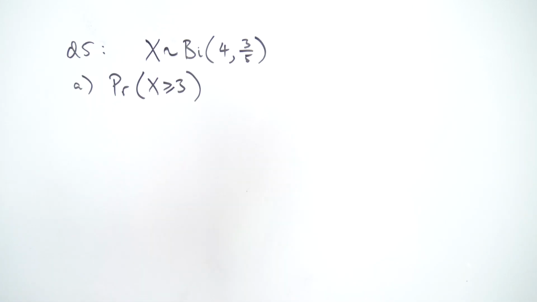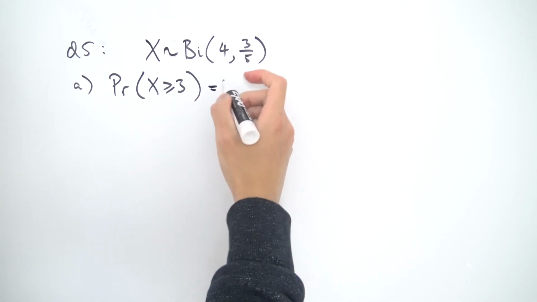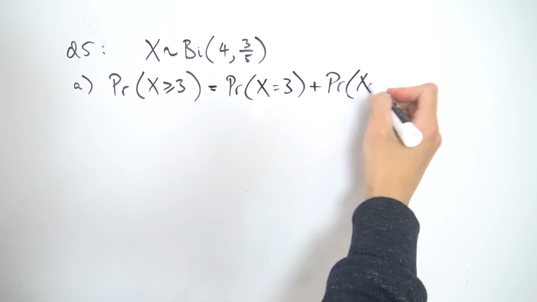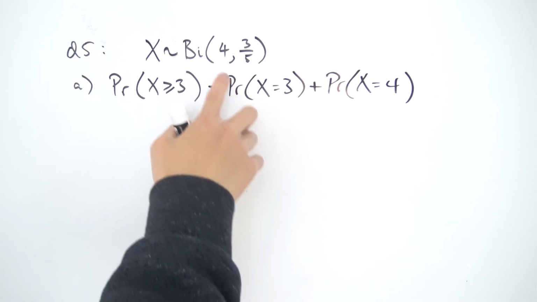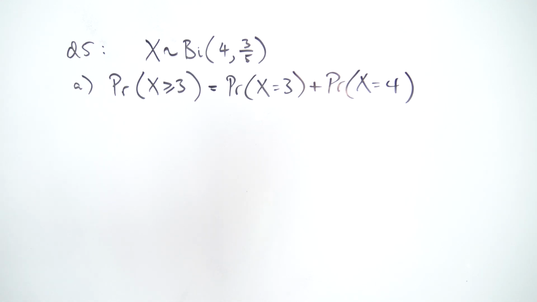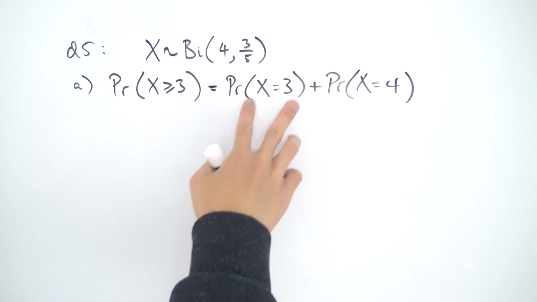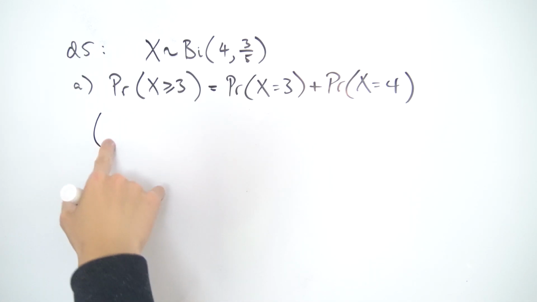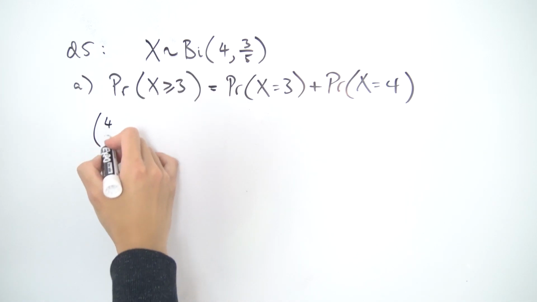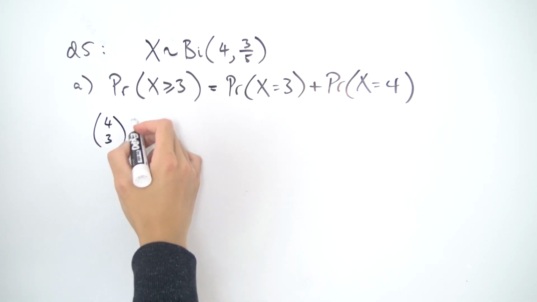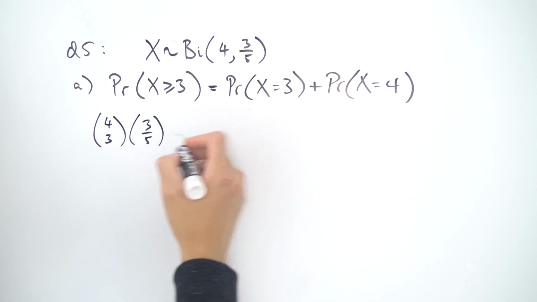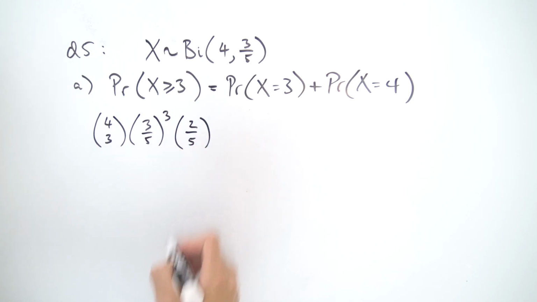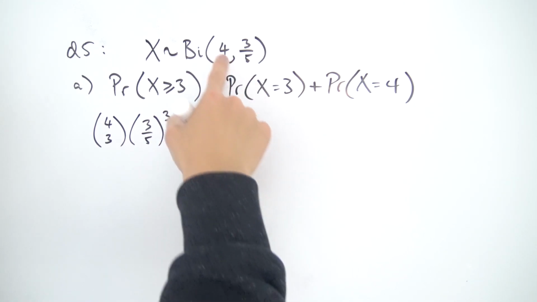So probability that x is greater than or equal to 3, well, that's the probability that x is equal to 3 plus the probability that x is equal to 4, because you only have at most 4 people in this little sample. So let's see, how do we find this probability first? We can use the binomial formula, which is n choose x. So n in this case is 4, so 4 choose 3, times the probability of success raised to the third power times the complement probability, which is 2/5, raised to n minus this number, which is 4 minus 3, which is 1.